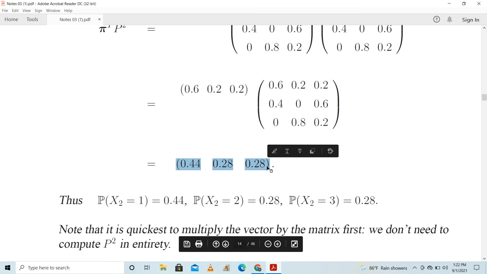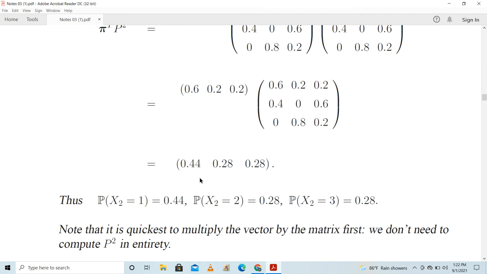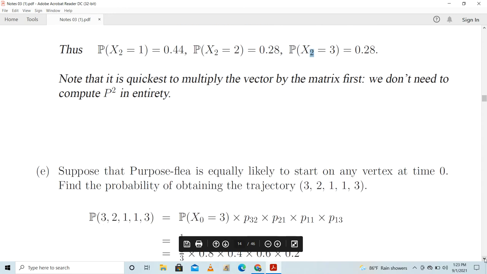You have to do your calculations at home and check. So this is when time equals 2: the probability of reaching state 1 is 0.44, the probability of reaching state 2 is 0.28, and the probability of reaching state 3 is also 0.28. There is a mistake here, this should be 3, right? P(X2 = 3) is again 0.28. So you can simply find the probabilities like that.